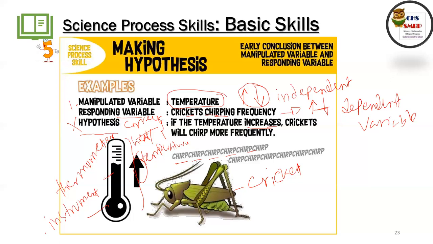To check out a hypothesis, what do we need? We need variables. Number one, manipulated variable. Number two, responding variable. And we need research instruments, right? So in this test, the research instrument was a thermometer.